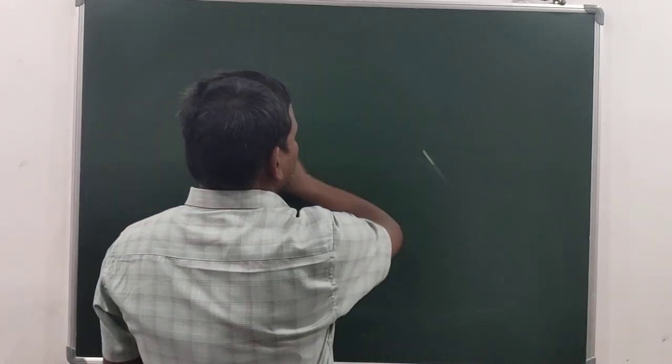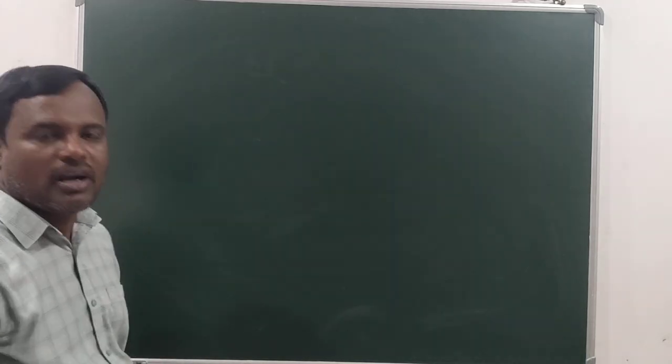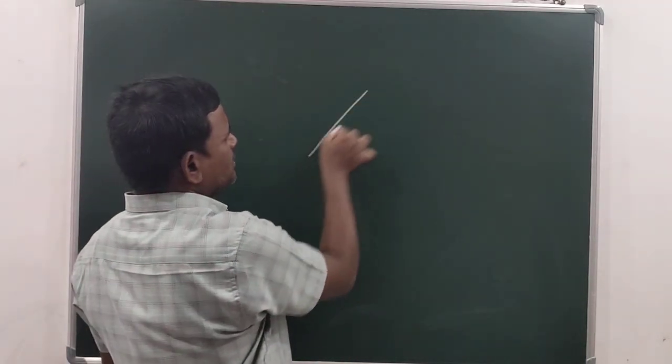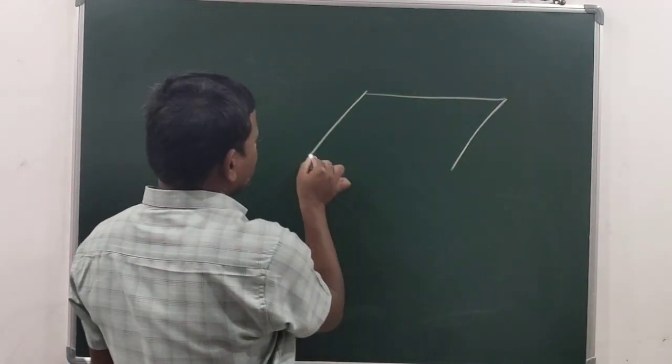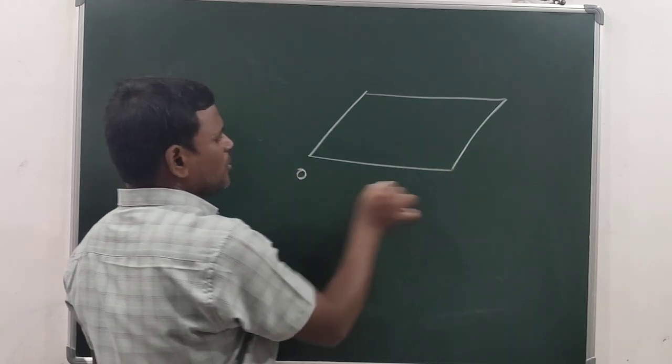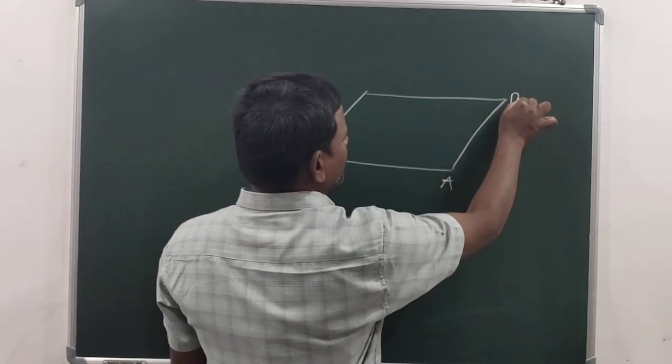Next, let us go to the parallelogram law of addition. See, this is one parallelogram, OABC.